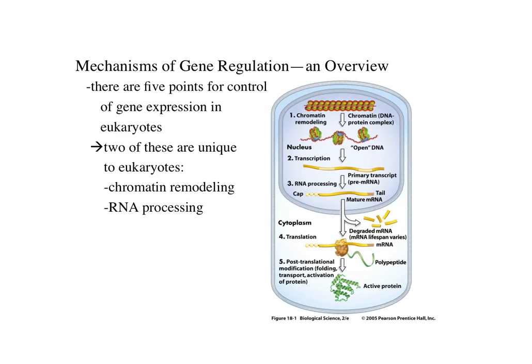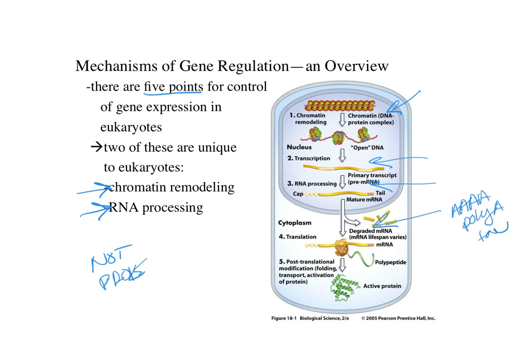And there are 5 points for control of gene expression. 2 are the only ones that happen in the eukaryotes, this one and this one, not prokaryotes. So what are these 5 points of control? Chromatin remodeling, transcription, processing, and the lifespan of the mRNA. Remember, that's controlled by the poly A tail. Long tails take a long time to eat off.